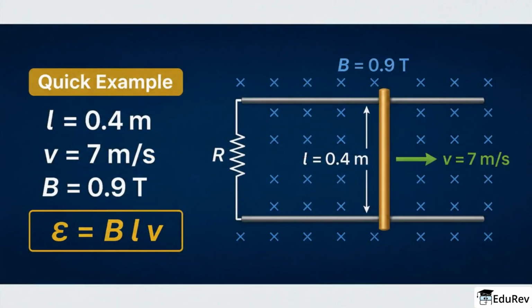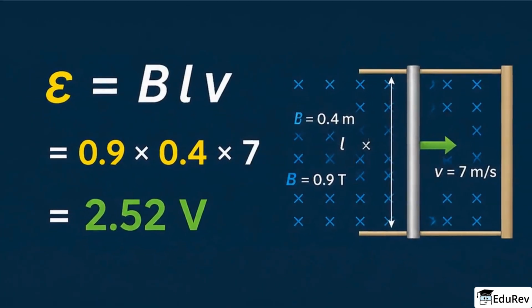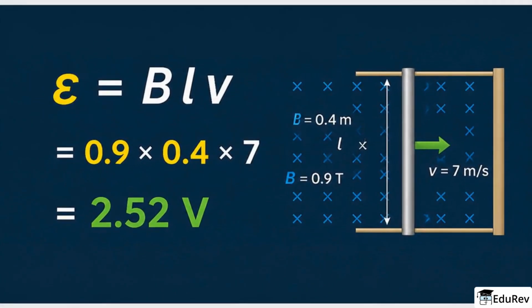One more quick example. A conductor of length 0.4 meters moves at 7 meters per second across a field of 0.9 Tesla. The induced EMF is BLV. Substitute and multiply to get 0.9 times 0.4 times 7 equals 2.52 volts.